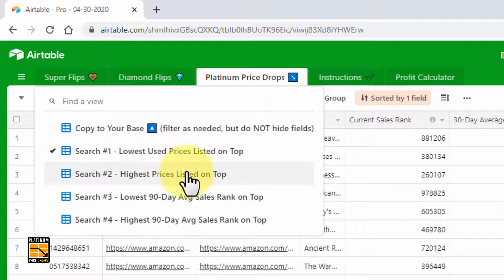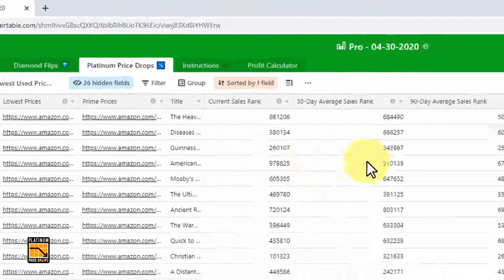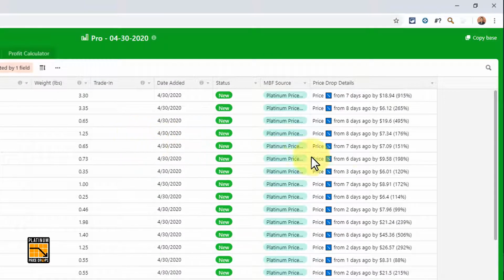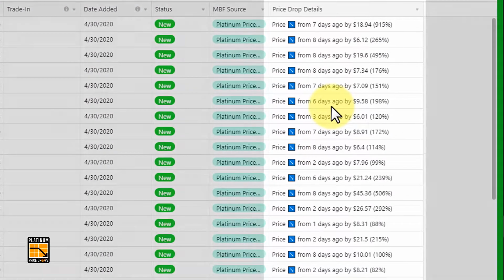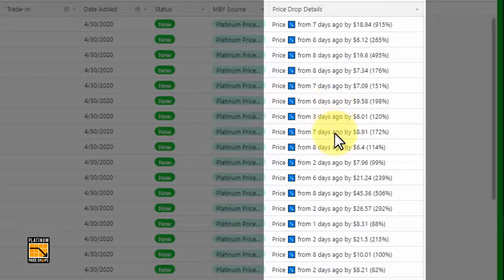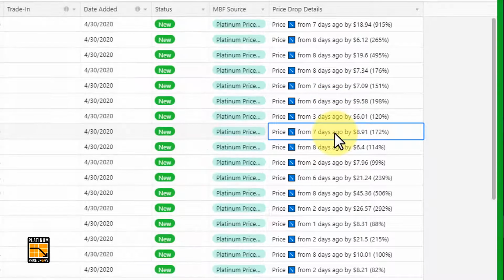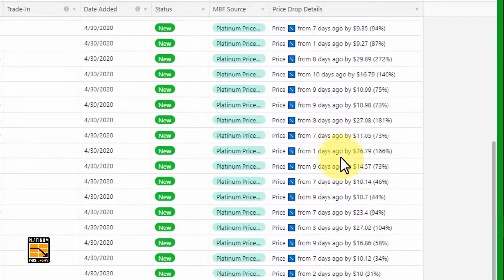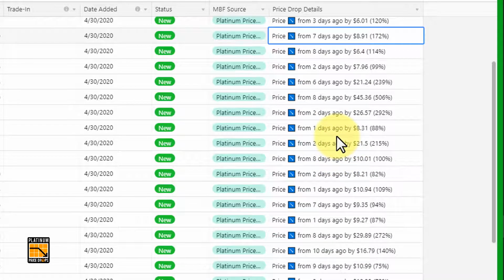So we don't show on this one the lowest FBA prices. What we have instead, which is really valuable though, is how much this book has dropped. A platinum price drop is a book that, within the past few hours of us sending this to you, we're saying you may want to look at because it just dropped in price by quite a bit compared to something that happened recently. If you look at the days, it's always within 12 days, so the most you might see is 12 days. A lot of these are in less than a week.